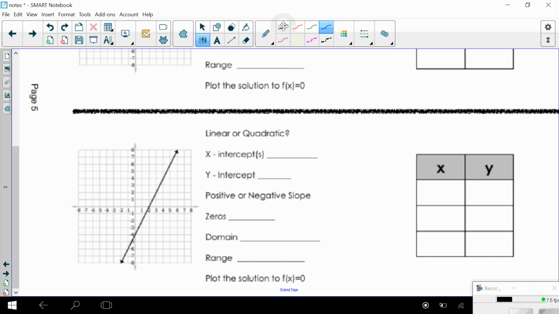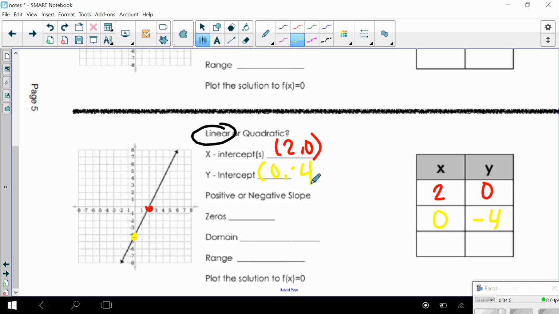Looking at this function, it is a straight line, so it is linear. It crosses my x-axis at 2, so my x-intercept is (2, 0). It crosses my y-axis at -4, so my y-intercept is (0, -4). When I go from left to right, the graph goes up, so it is a positive slope, so it's in the form of y equals x.